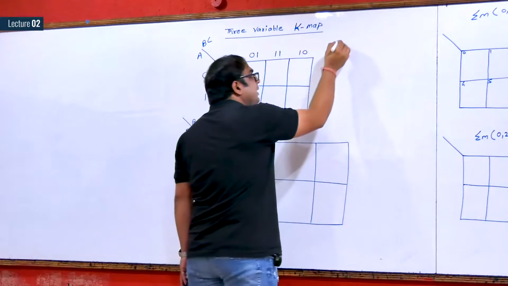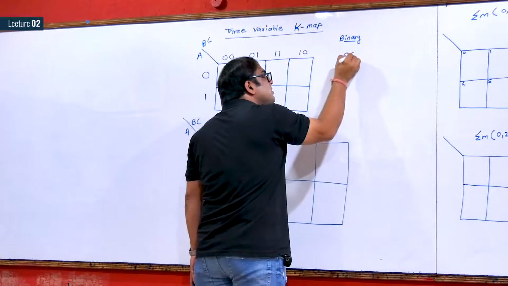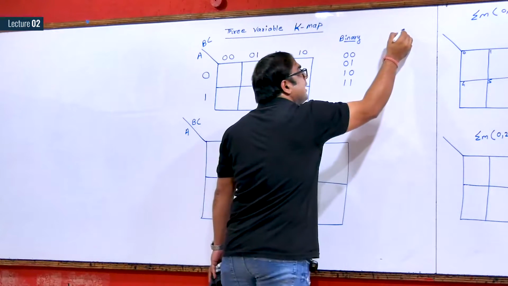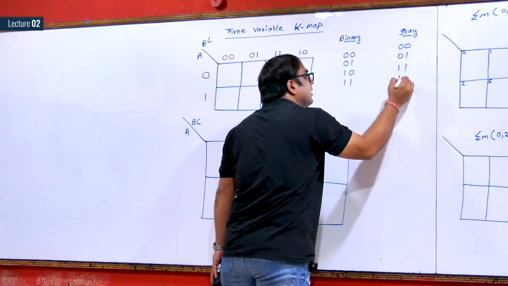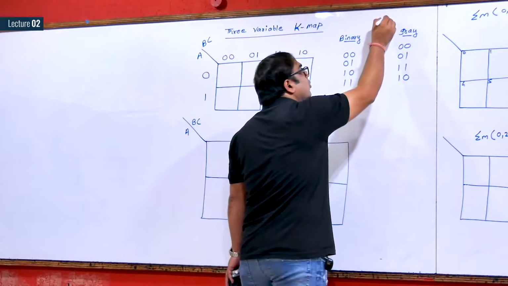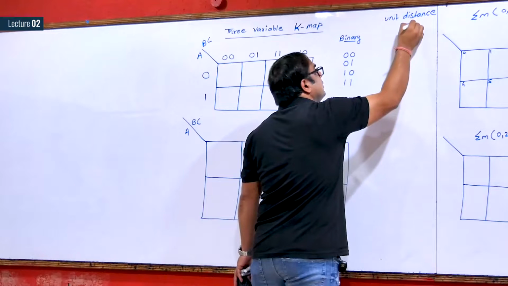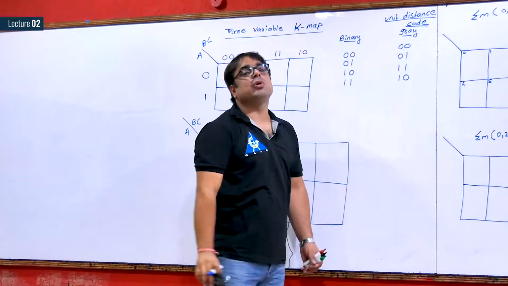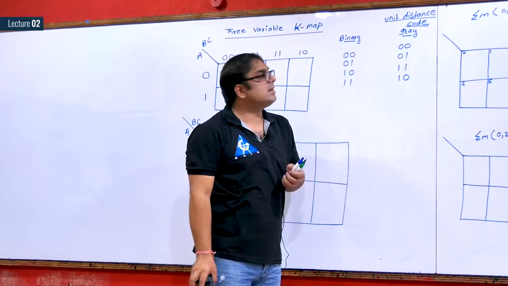Please mark this carefully. In binary, what combination do we use? We use 0 0, 0 1, 1 0 and 1 1. But in gray code, we use 0 0, 0 1, 1 1 and then 1 0. This is because gray code is a unit distance code.